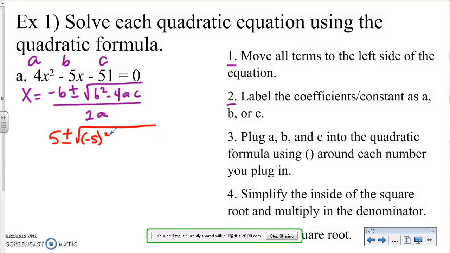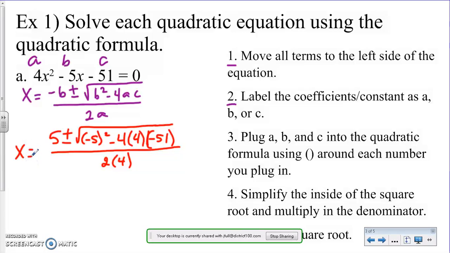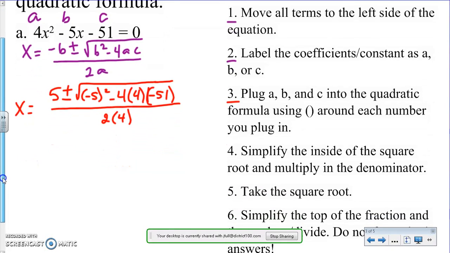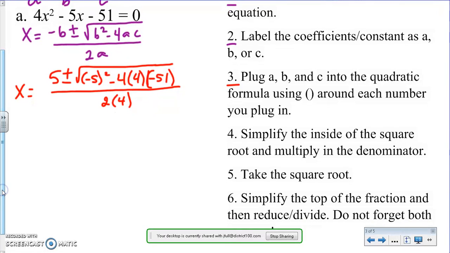But notice I put in parentheses. Minus 4 times a, which is 4, times c, which is negative 51. Okay, all over 2a. So 2 times a, which is 4. Okay, so you just did step 3 there. Pretty easy. Notice when I plug those in, I didn't use any x's. So we shouldn't have any x's inside our square root or that fraction at all.